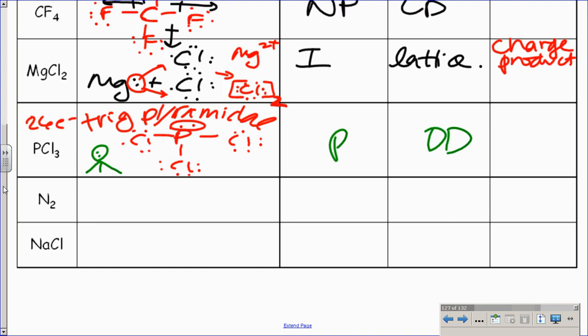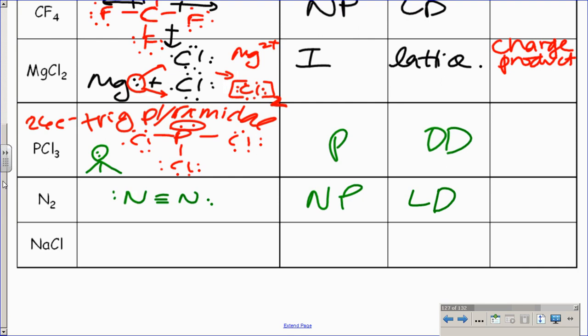All right, nitrogen. Polarity. Nonpolar, this thing, IMF: London dispersion.